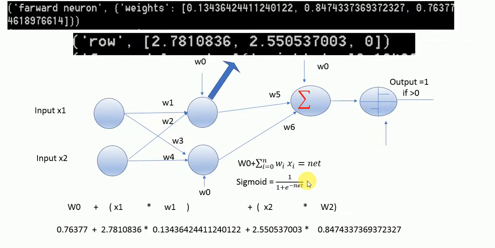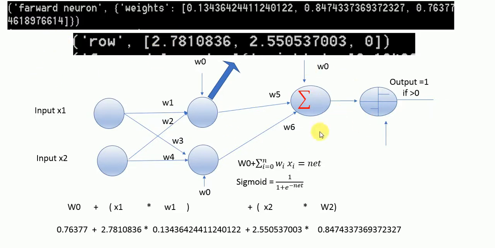Now the activation function, here we can see this. The forward neuron has three weights. For this neuron, this can be W1, this can be W2, and this can be W0. And the row, the input data that is being given, is x1, x2. So these two are the inputs. So this is one forward propagation. For each row, there is one complete forward propagation.